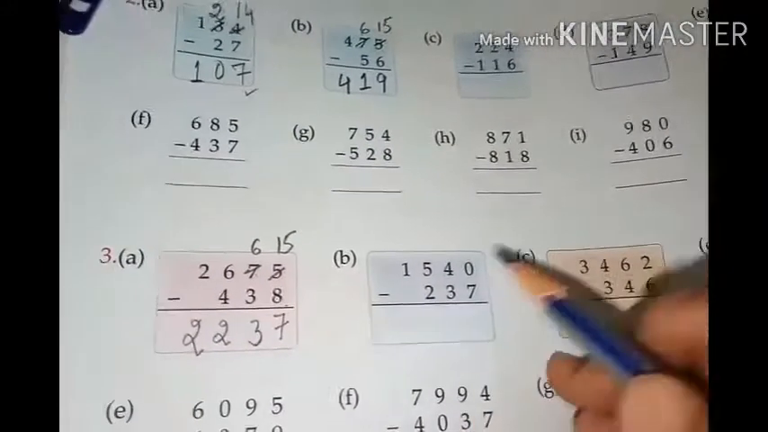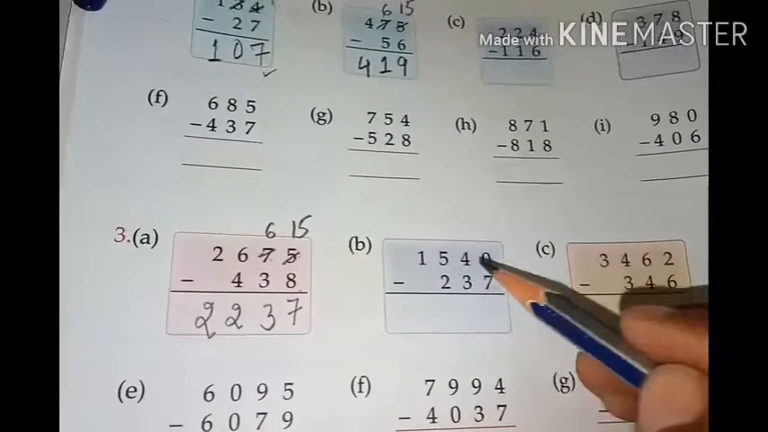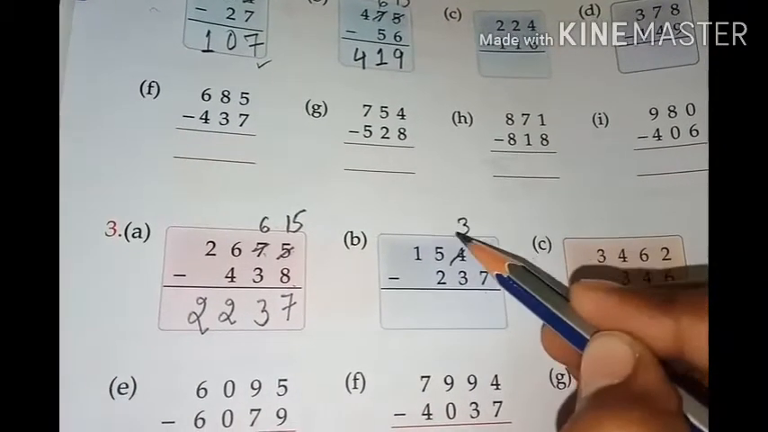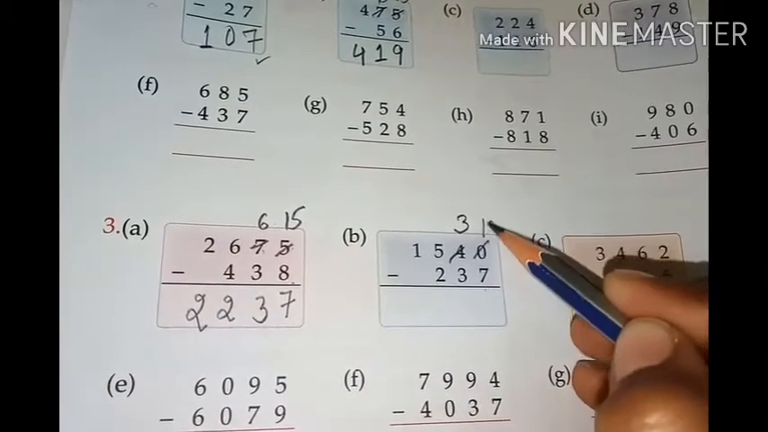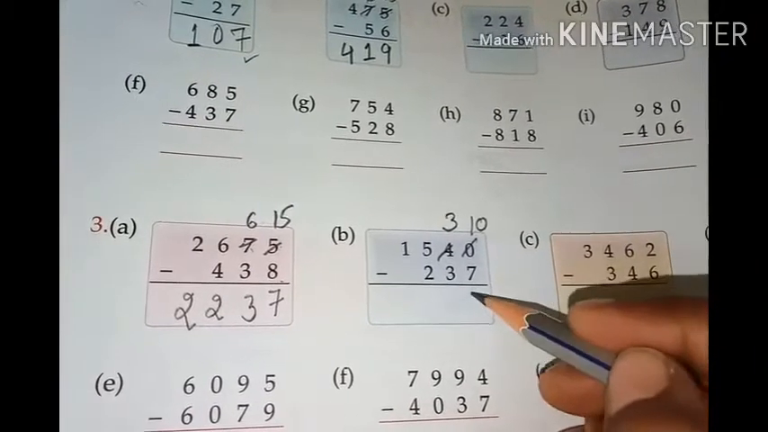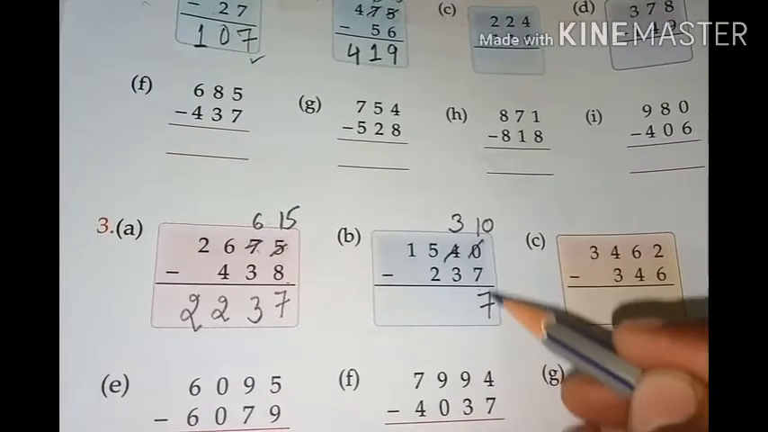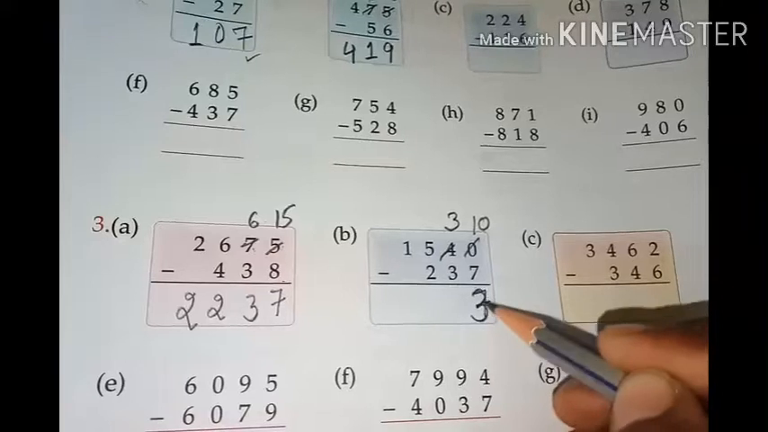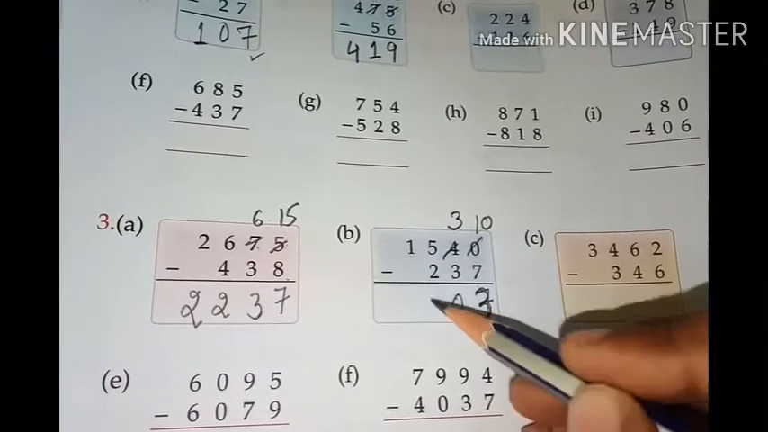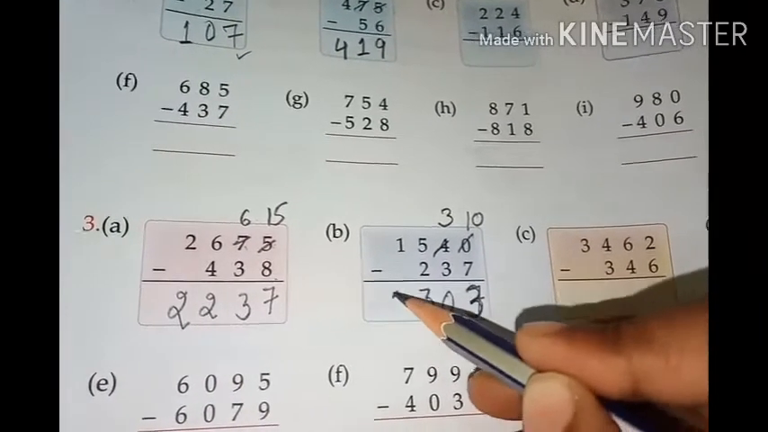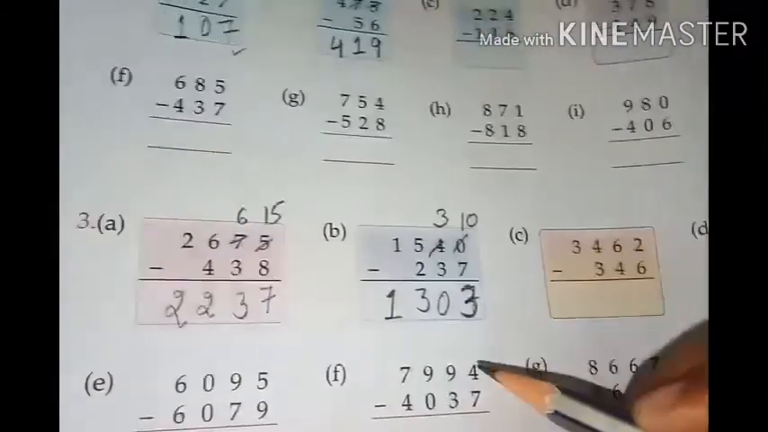Okay. Now let's do B part. 0 minus 7, you cannot do it. So borrow from 4. 4 will become 3 and 0 will become 10. 10 minus 7 is 3. And 3 minus 3 is 0. 5 minus 2 is again 3 and 1 will remain as it is. Okay, so this will be your answer to this question.